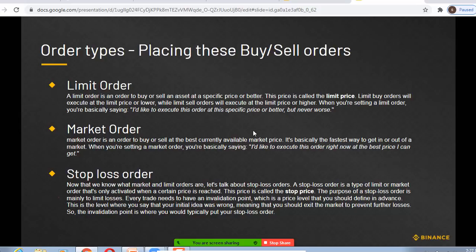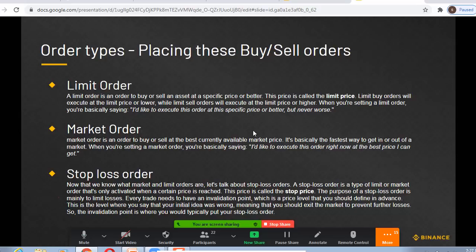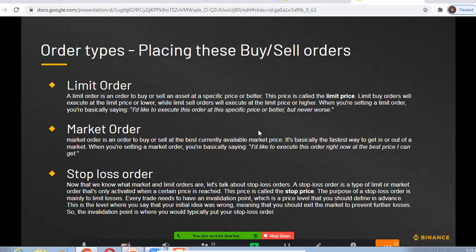Now we have types of orders in the cryptocurrency space and also in other financial markets like forex, stocks, and bond trading. Limit order. Now, a limit order is an order you place to buy or sell an asset at a specific price or a better price. Listen attentively. It's an order you place to buy a particular asset at a specific price.